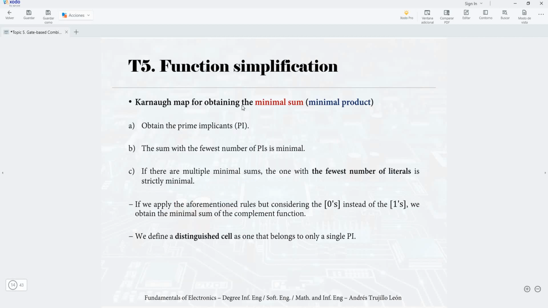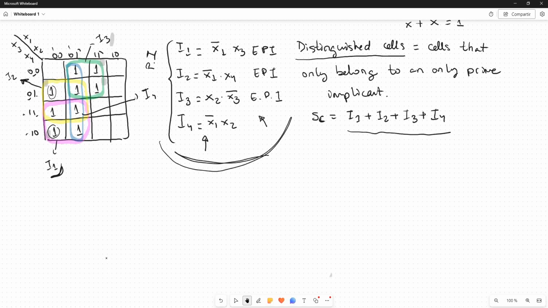So we have here the algorithm to get the minimal sum or the dual minimal products. We are going to see this with an example. So we are going to work with a Carnot map and we are going to use the previous one. So we are going to obtain the prime implicants of the Carnot map. So the sum with the fewest number of prime implicants is the minimal. So let's see it. We saw that the complete sum is that containing all the prime implicants of the function.